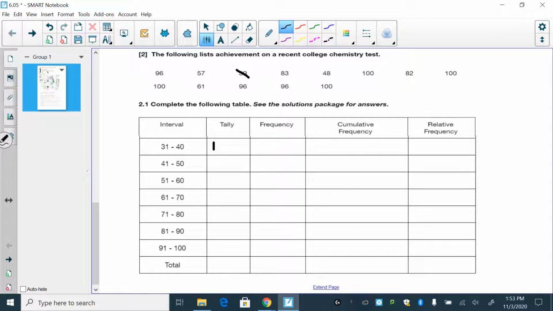Okay, so then I'm going to go to the next one. And I can always go back if I miss it. That's the beauty about these tallies. So you want to do this whole tally column first. So 41 to 50, I got a 48. So that goes there. Doesn't look like there's any more. So I'm going to go to the next one.